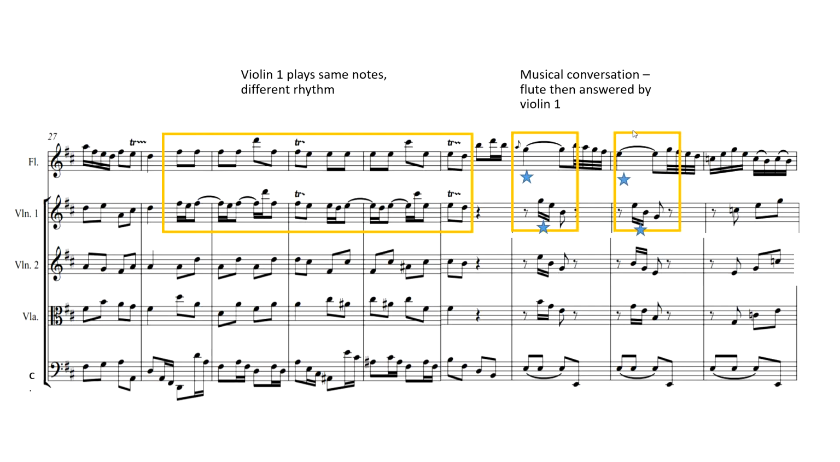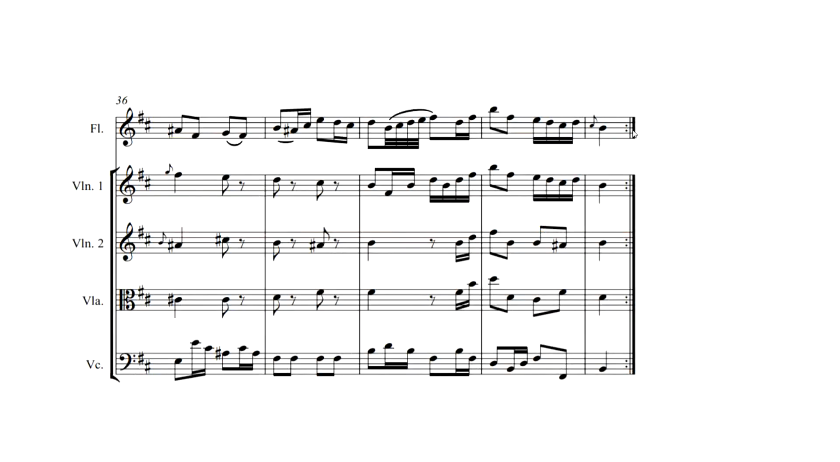Let's have a listen to what it sounds like. So as the flute is descending, so is violin 1. So again, it's that little conversation that makes it quite interesting in terms of the texture and how these sounds interact.